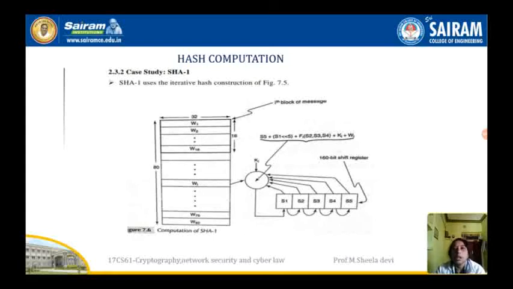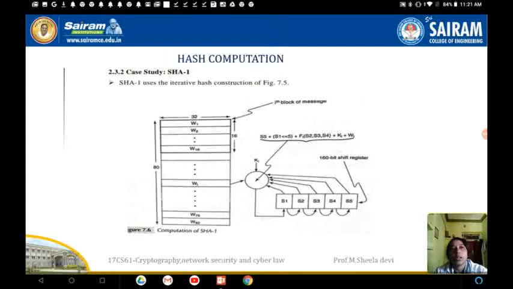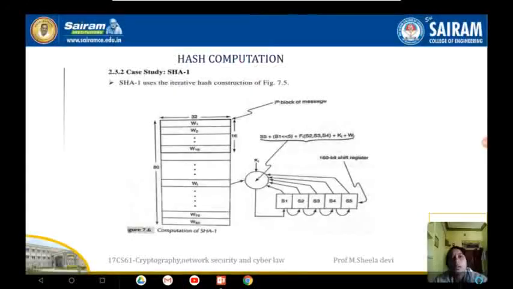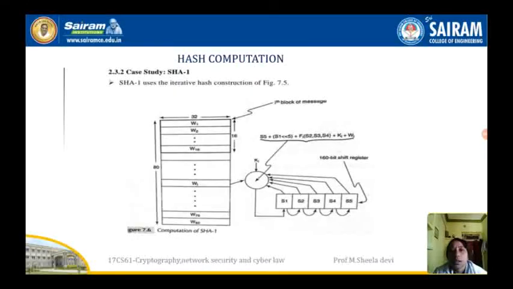So the 80 words will be given as the input, and the constant Ki is also given as one of the inputs here. Ki is also the constant. Then the values from S1, S2, S3, S4, S5 are also going as the input, and whatever output we are getting will be going only to S1.